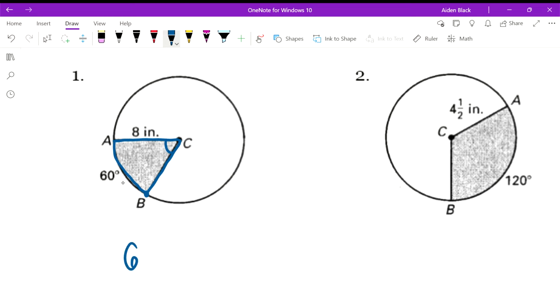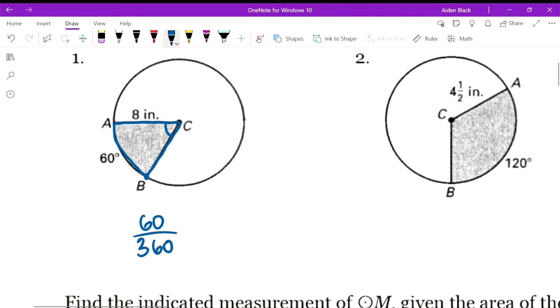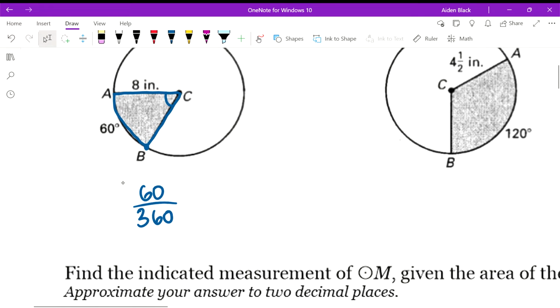which is 60 degrees. So when we're trying to find either arc length or area of a sector, we start by considering the proportion of that section of the circle to the entire circle. So we should have 60 divided by 360. In this case, since we're finding area, we use pi times r squared. In this case, r is 8.